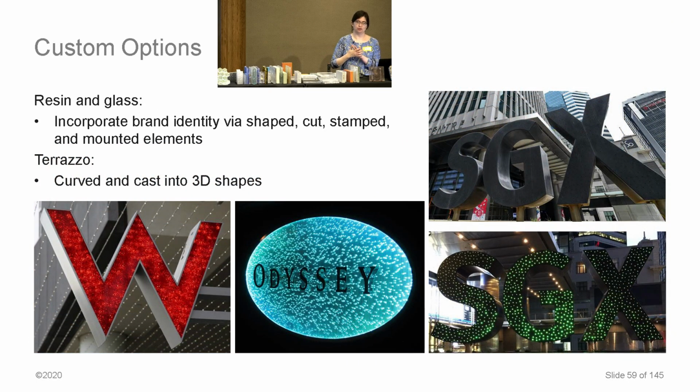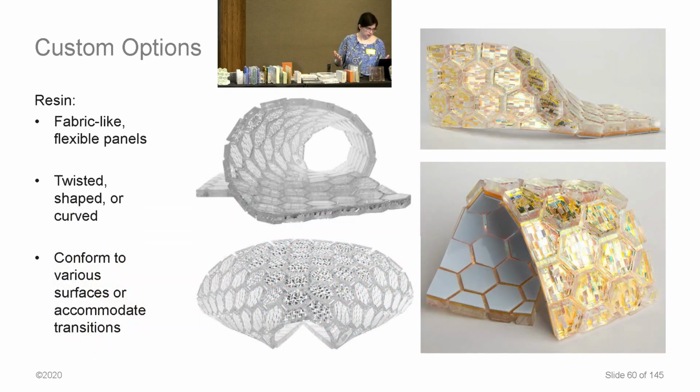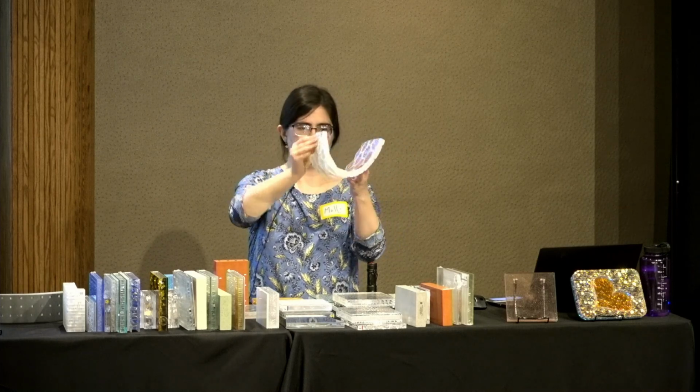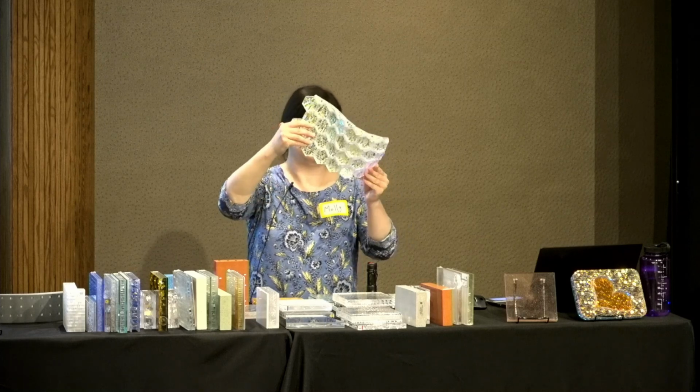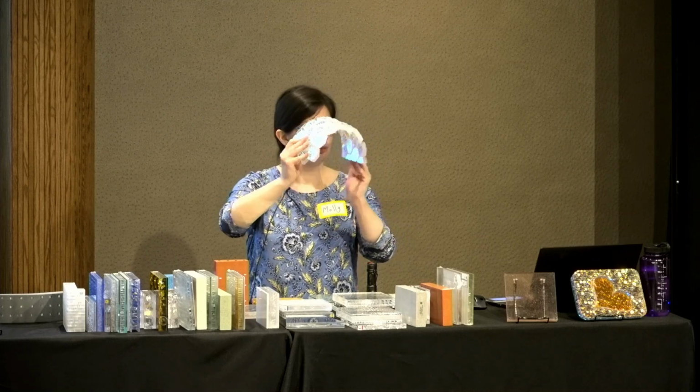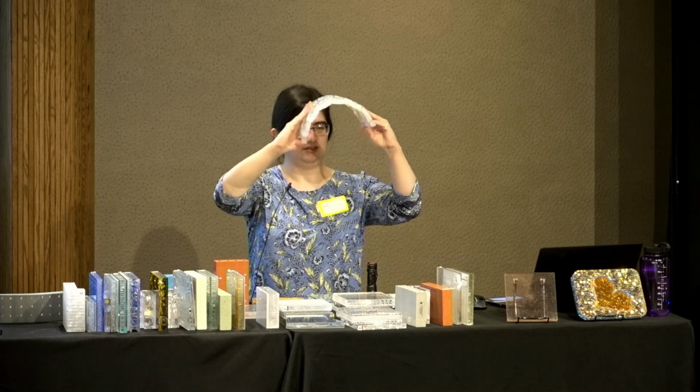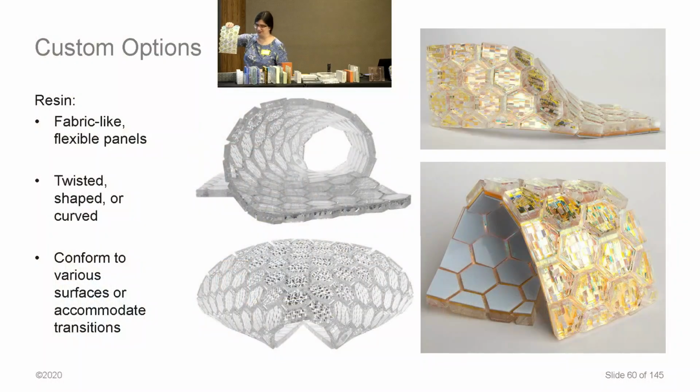Other custom options, especially for brand identities, signage, you can do shaped elements, stamped, mounted elements. Oftentimes very thin vinyl or metal lettering is added onto the material. One other unique option for the resin is its ability to be fabricated into this flexible fabric-like material, kind of bendable and re-bendable. It's just an option. It allows for unusual surface transitions that you might be working with, very tight curves, and so forth. And it's kind of fun also, just as a toy.